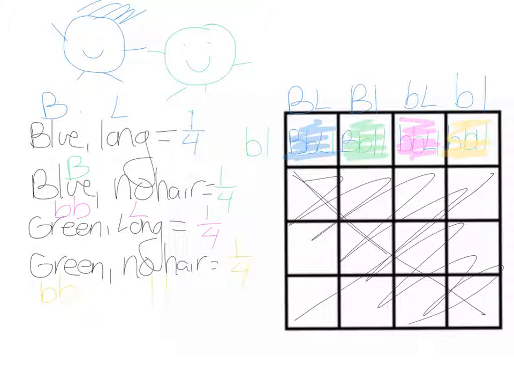Okay, again, quick check, add up all my top numbers. Does it equal my bottom numbers? Yes, it does. 1 plus 1 plus 1 plus 1 is 4. So therefore, I've figured out the proper ratios.